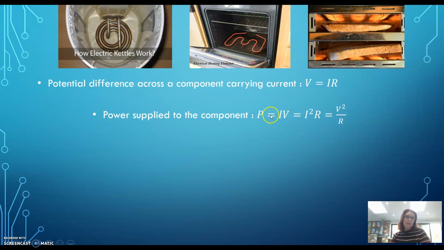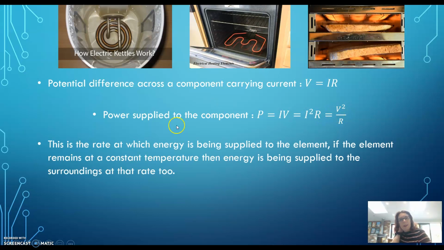If you use this equation and rearrange it in various forms, you can get P equals I squared R or V squared over R. So you just use whichever one of these you've got. If you've got current and potential difference, you use this one. If you've got current and resistance, you use this one. And if you've got potential difference and resistance, you use this one.